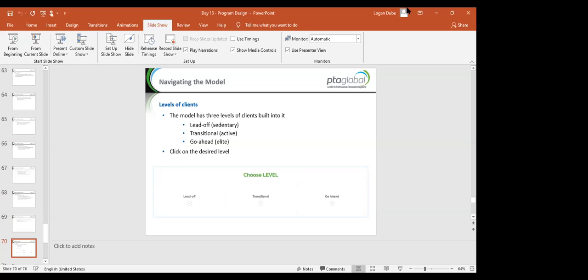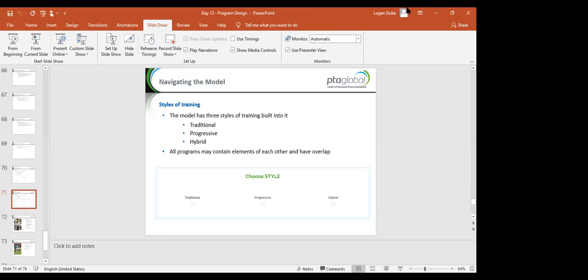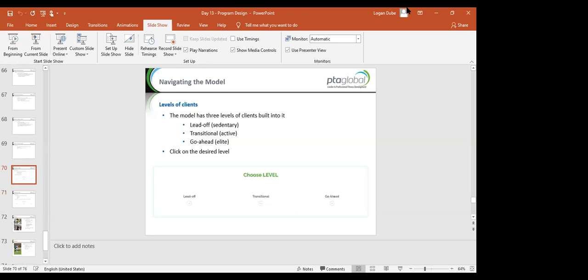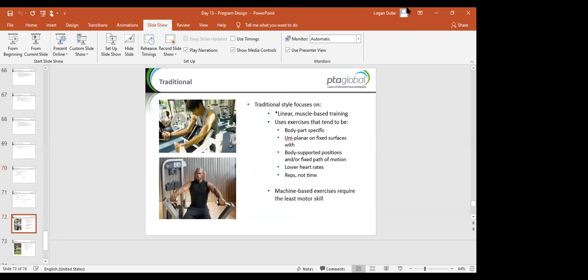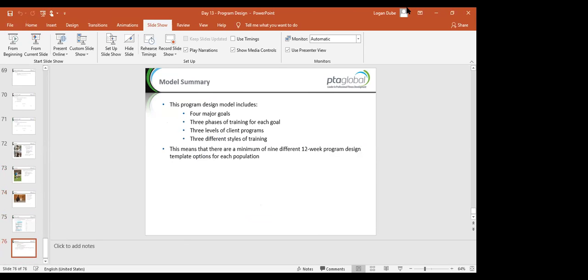And then you'll also be asked based on lead off, transitional, or go ahead. And that is basically beginner, intermediate, advanced, but it's the PTA Global version of that same language. So the whole program design model is 4 levels, or sorry, 4 goals, 3 phases, 3 levels, and 3 styles. And so you want to make sure that you feel at least comfortable with the terminology that breaks down the model summary. Okay?